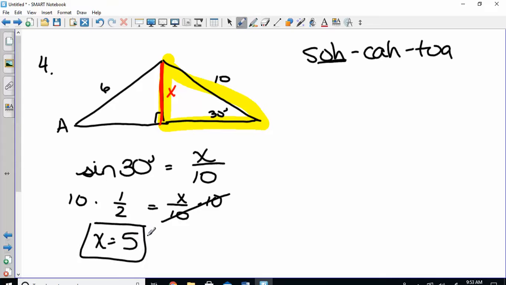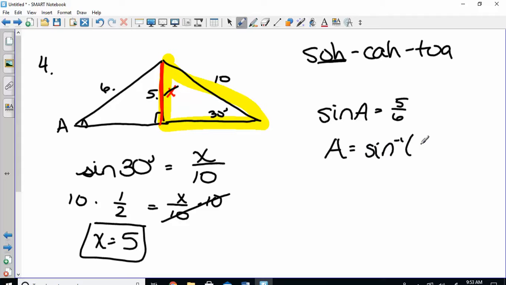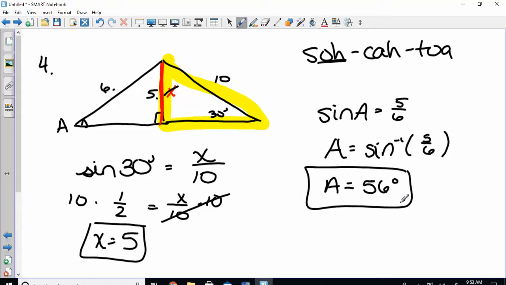Now that's not my final answer. I'm just now going to use that. From A, that's opposite and hypotenuse. So the sine of angle A is 5 over 6. How do we get the A by itself? When you move the sine to the other side, what does it become? So we do second sine of 5 over 6, and it said to the nearest whole degree, so that's just 56 degrees.